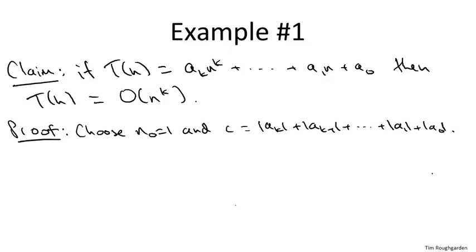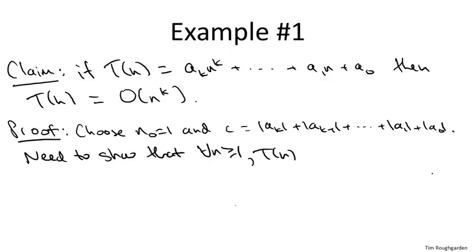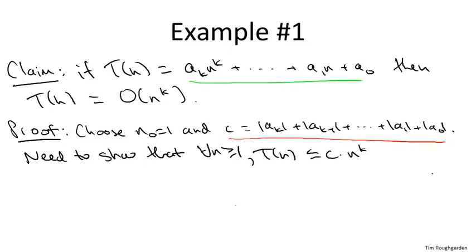So I claim these constants work in the sense that we'll be able to establish the definition of big O notation. What does that mean? Well, we need to show that for all n at least 1, because remember we chose n_0 equal to 1, T of n, this polynomial up here, is bounded above by c times n to the k, where c is the way we chose it here, underlined in red. So let's just check why this is true. So for every positive integer n at least 1, what do we need to prove? We need to prove T of n is upper bounded by something else.